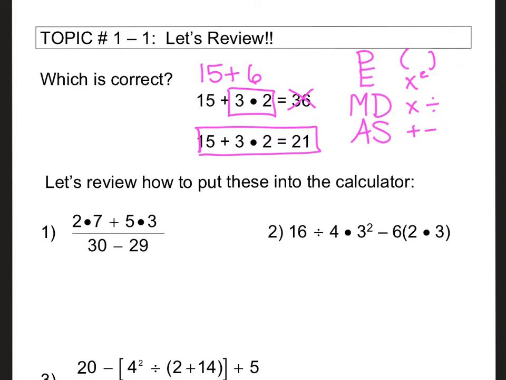But let's think, what did they do incorrectly on this first problem? It looks like they added first the 15 and the 3 and got 18, and then multiplied by 2 to get 36. So they did not follow the order of operations. So let's look at a couple review questions for order of operations.